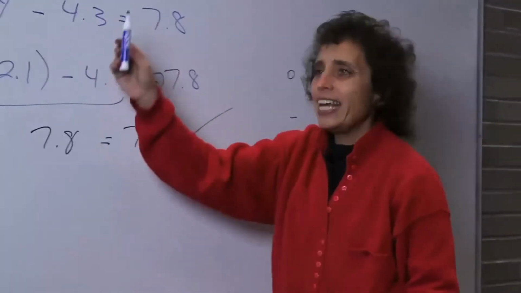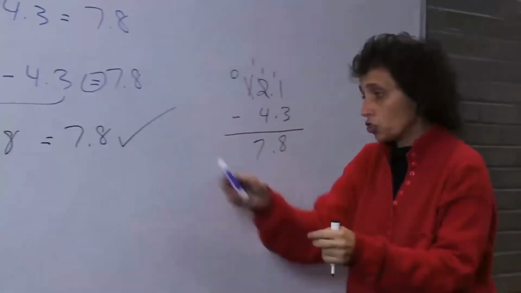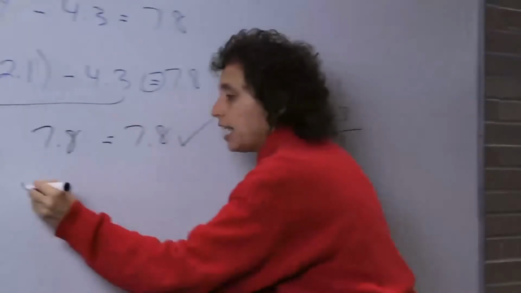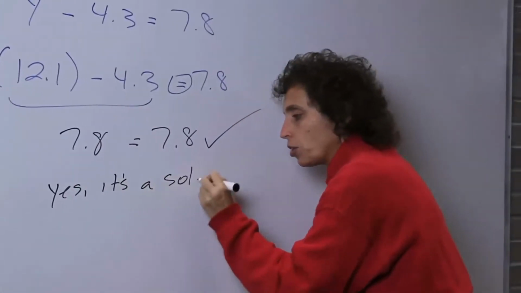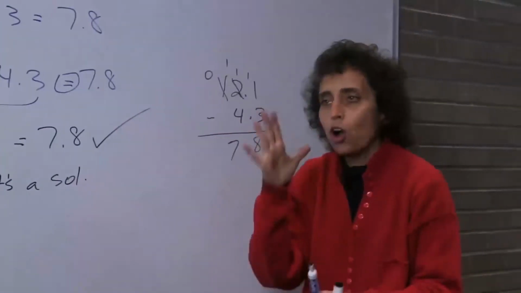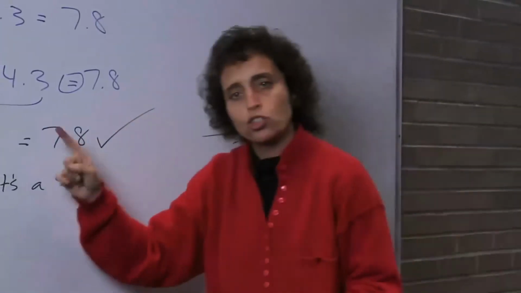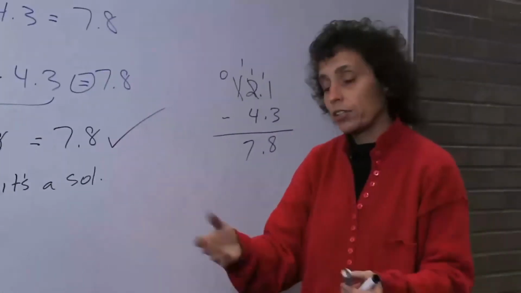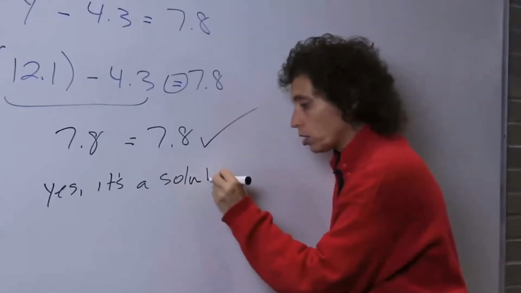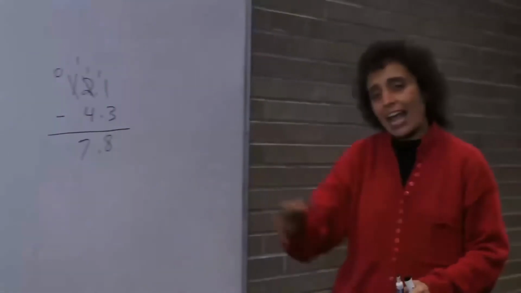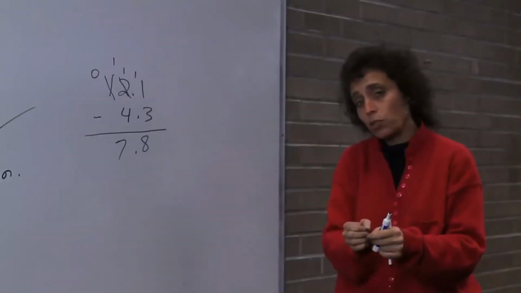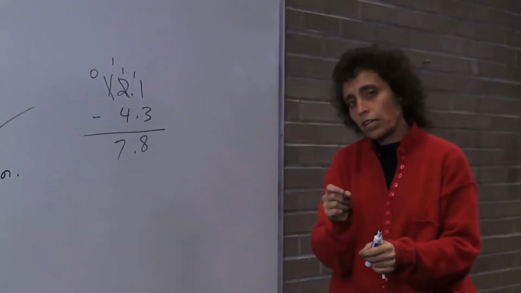It's a winner. So is 12.1 a solution? You can't just do that. You got to say yes. Yes. It's a solution. And it's a solution because it makes the equation true. SOL period, you know, that's a little shorthand, but it is solution. Okay, that takes care of adding and subtracting or combining decimals. What do you think's next?